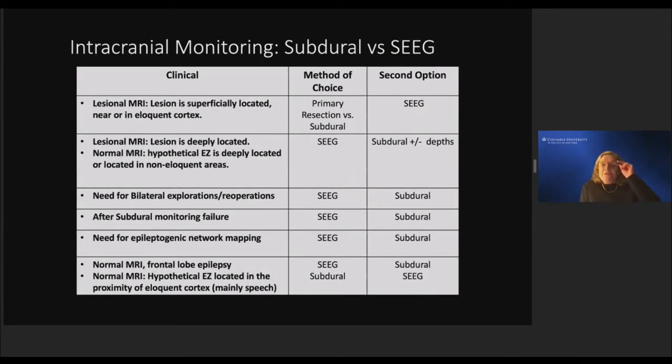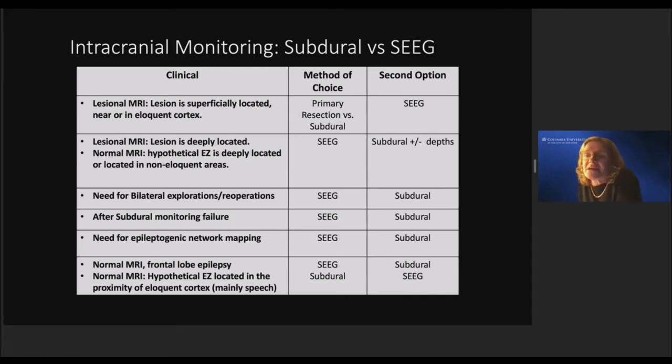I just wanted to do a brief review here in closing, discussing subdural versus stereo EEG. The landscape of intracranial monitoring in the US has changed dramatically. In France, stereo EEG has been used for many, many years, and that has really changed in the US over the past decade. In this table, I demonstrate stereo EEG versus subdural. Certainly if the lesion is deeply located, or if you want to do bilateral explorations after subdural failure, the method of choice that we are increasingly using is stereo EEG.